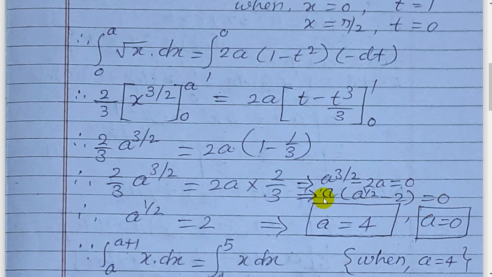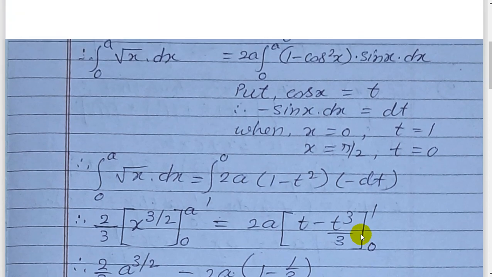So either a equal to 0 we write here, or a raised to half equal to 2. So squaring on both sides we get a equal to 4. So we get two values, a equal to 0 or a equal to 4. So substituting these values into the integral which we have to find.